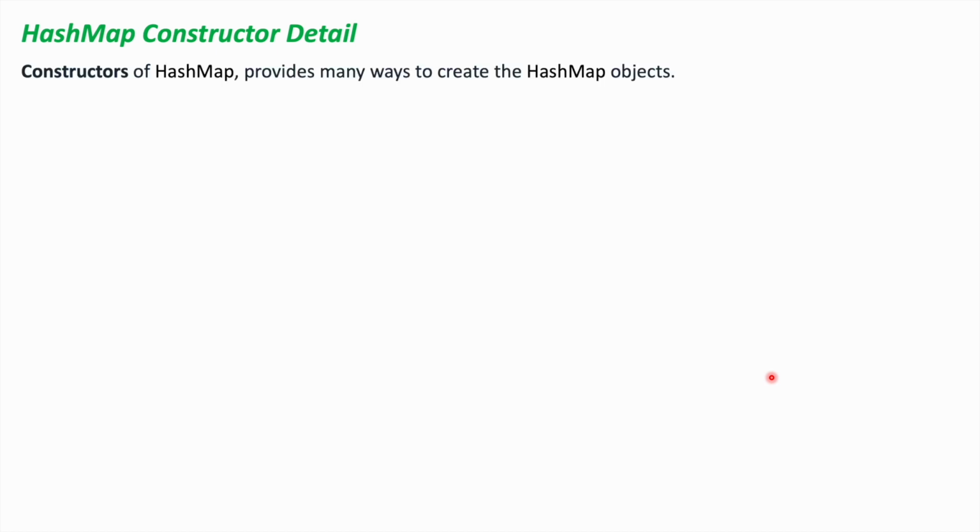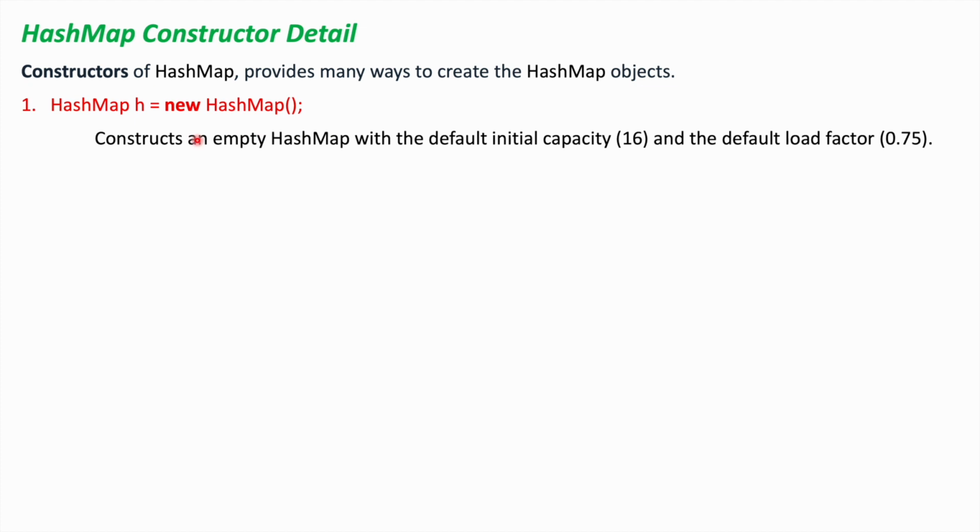Now we will see how many ways we can create a HashMap. Constructors of HashMap provide many ways to create HashMap objects. HashMap h = new HashMap(); this is the no-argument constructor. By using this constructor, we can construct an empty HashMap with the default initial capacity of 16 and the default load factor of 0.75.